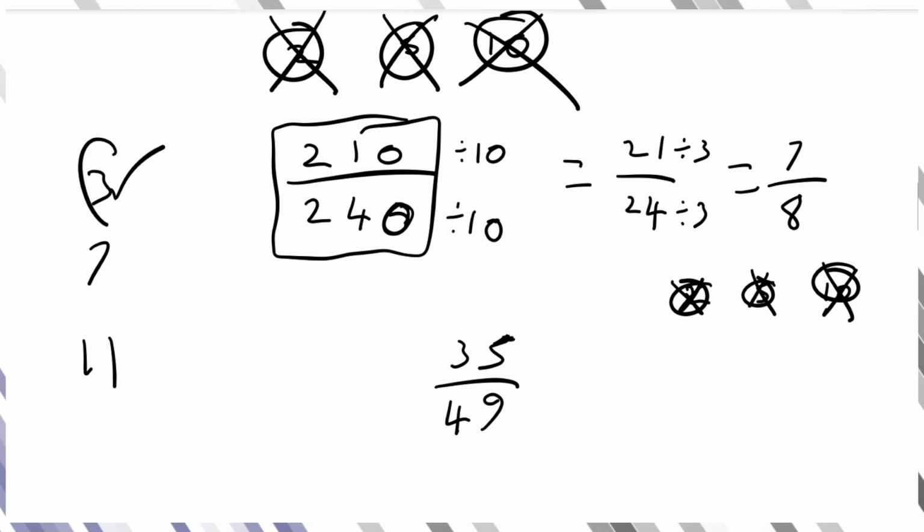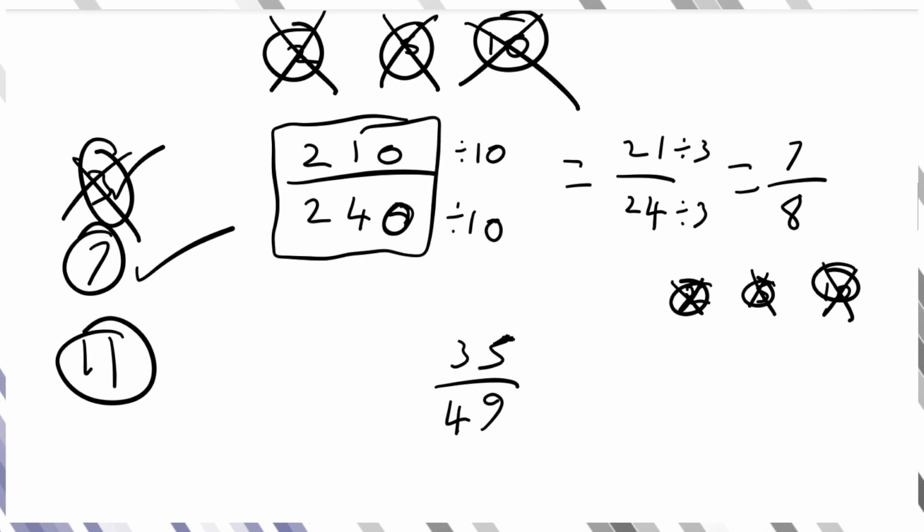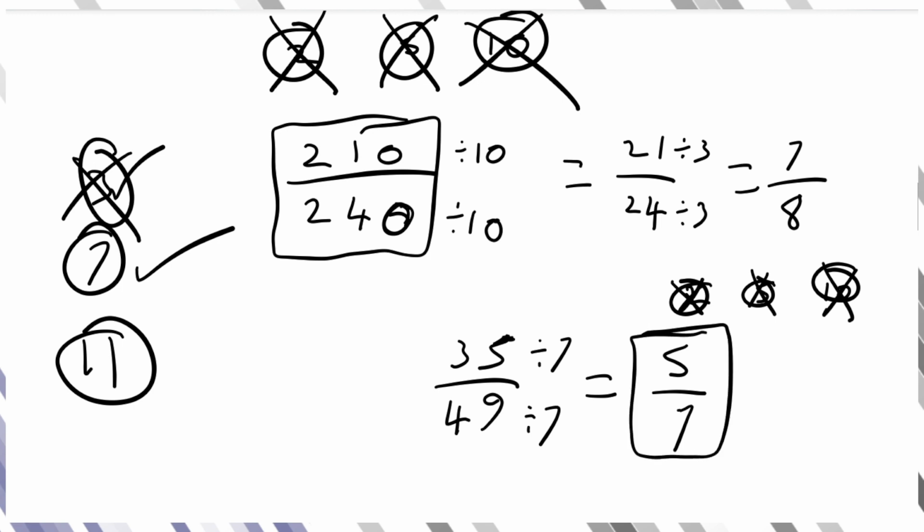So next we check the 3s, 7s and 11s. They're not in the 3 times tables, so we can cross that one off. Are they in the 7s? 35 is, 49 is, they're both in the 7 times tables, so we divide them both by 7. So 35 divided by 7 equals 5. 49 divided by 7 equals 7. So 35 49ths simplifies to 5/7, and that's it.